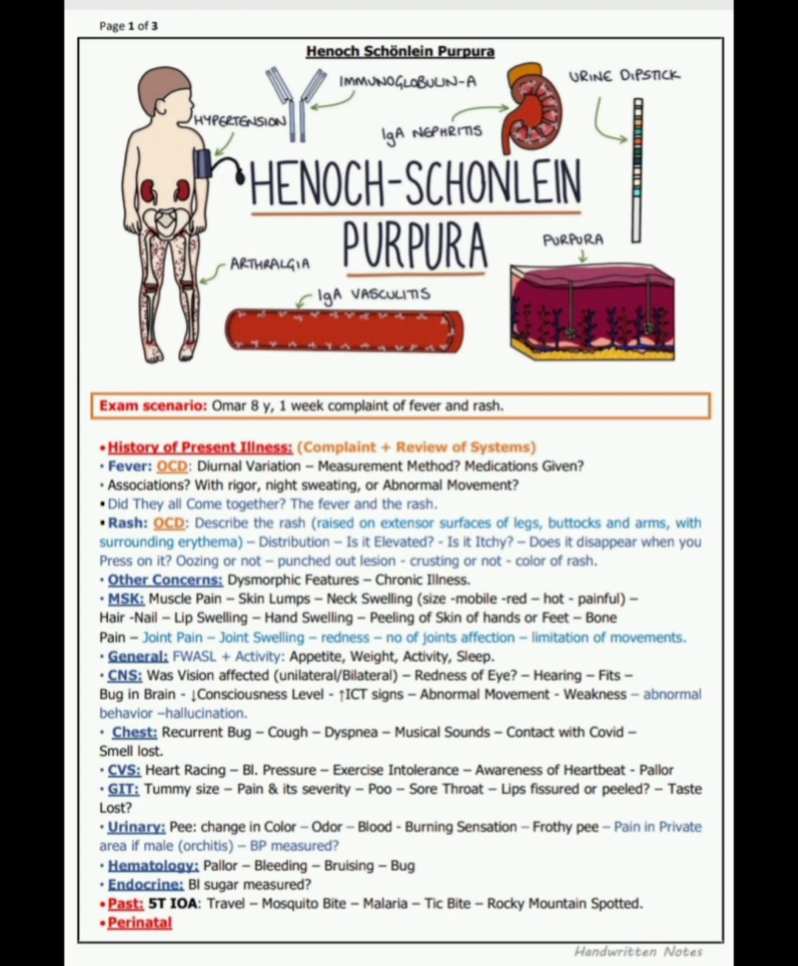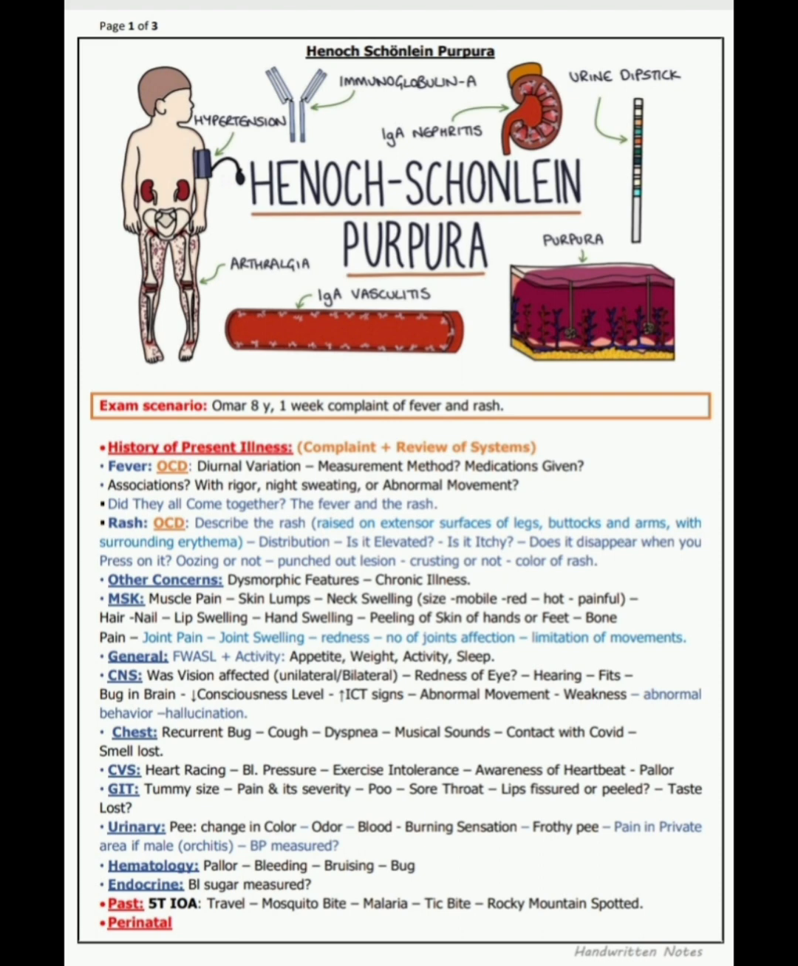In Henoch-Schönlein purpura, actually past history is not that important. It is an acute condition. So traveling, why important? In Henoch-Schönlein purpura we ask about mosquito bites, malaria, tick bites, Rocky Mountain spotted fever. By mosquito bite we know that lots of diseases can occur. It can be Lyme disease, it can be malaria, and it can be dengue, and tick bites are for Lyme disease. So we need to exclude this.